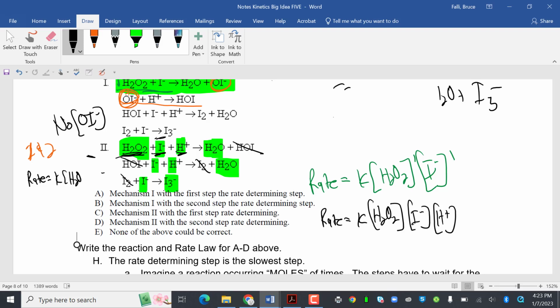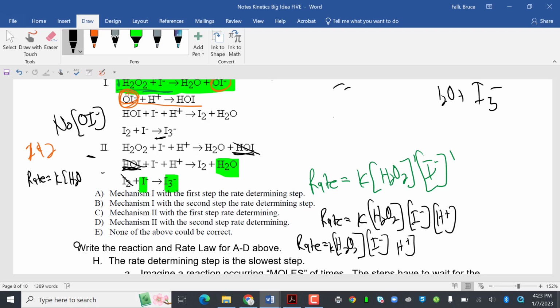D, mechanism 2 with the second step rate determining. Well, if the second step is rate determining, erase all these. Notice how I have an intermediate in there, so I got to have all of those in there. So that means rate is going to equal an awful lot. HOI is going to cancel out, but it pulls the other ones down. So I have to have K H2O2, I negative, H positive, but notice how I've got I negative twice, squared, H positive twice, squared. Okay, so that's what it would be.